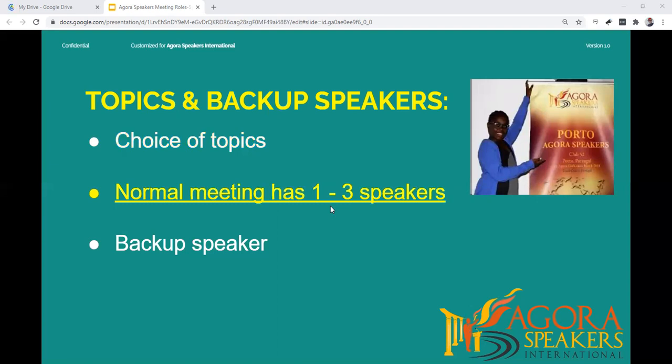Usually in a meeting, there are between 1 and 3 speakers, depending on the time available. Clubs can also have the role of the backup speaker. Since usually speaking slots are scarce and there are many people waiting to give a speech, if a speaker doesn't show up, this can often offer you the opportunity to present the speech that you have already prepared.